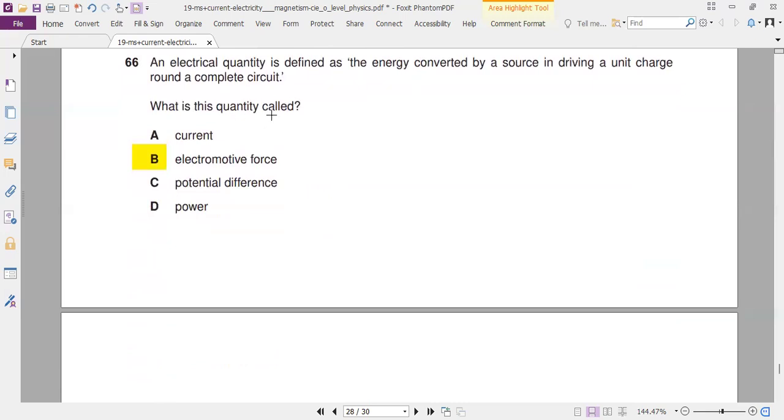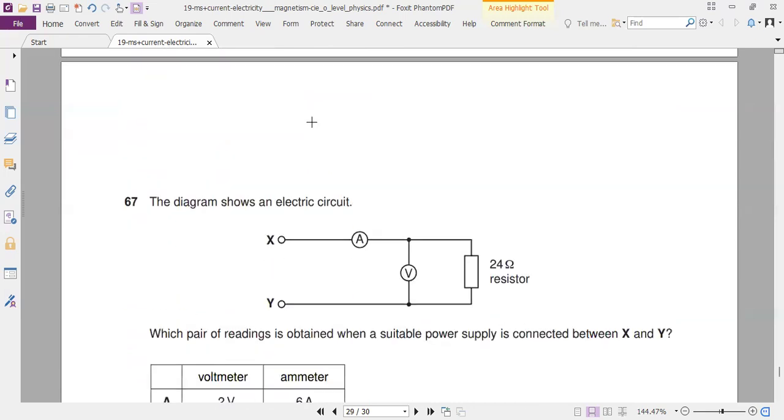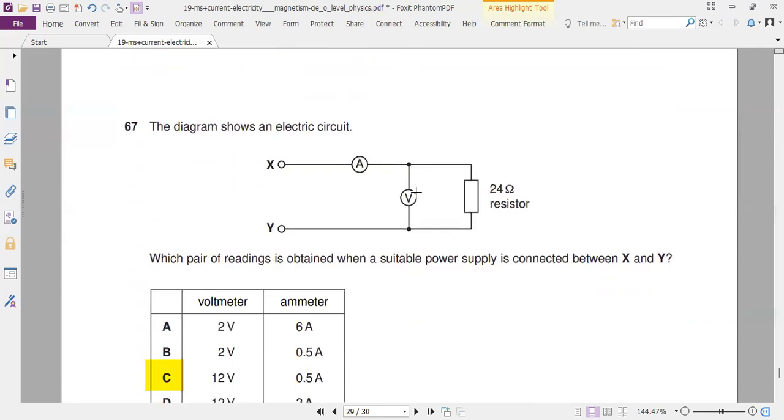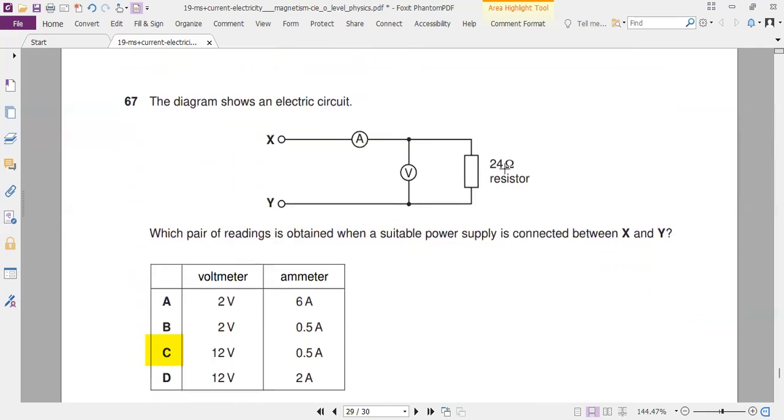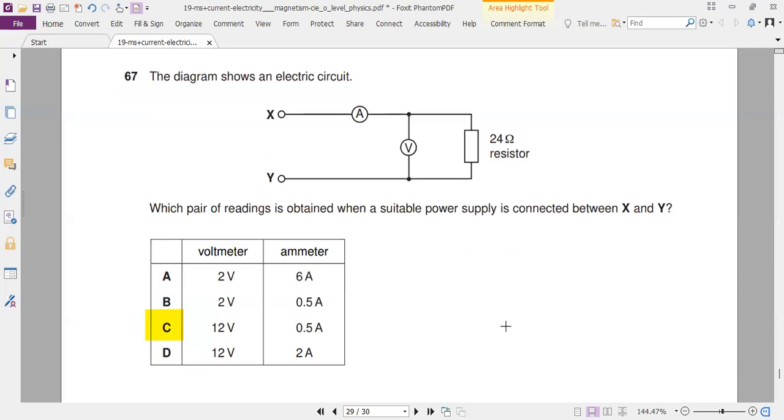The definition of EMF, once again. So 24 ohms is only possible from this setup. Look at the other ones, they don't give you 24 ohm resistance if you use the relationship V equals IR and R equals V over I.